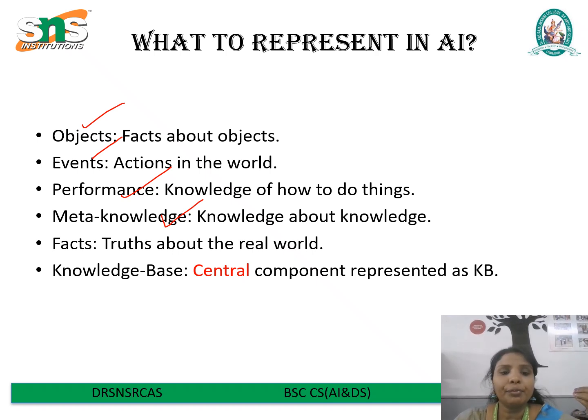Next one is facts. Facts tell us about the truths of the real world. For example, water freezes at 0 degrees Celsius or the sun rises in the east. These facts are essential for logical reasoning and inference. Finally, all of this information is stored and organized in the knowledge base. The knowledge base is the central component of knowledge-based representation in AI.